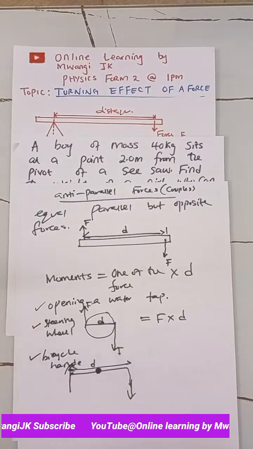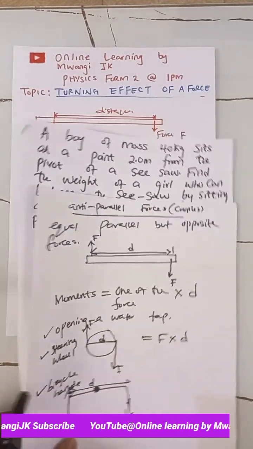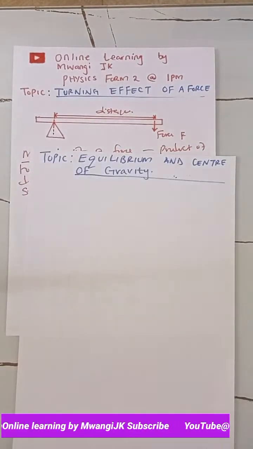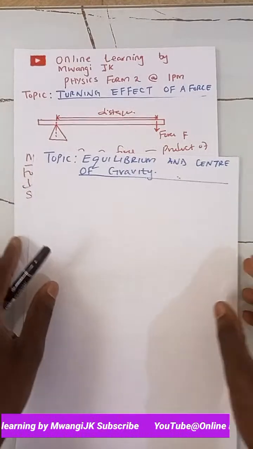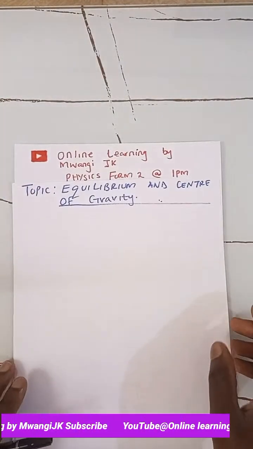So that marks the end of the topic, the turning effect of a force. They are so much related to the other one we are about to discuss. We talk about equilibrium and center of gravity. Under equilibrium and center of gravity, we talk about similar things to the turning effect of a force.